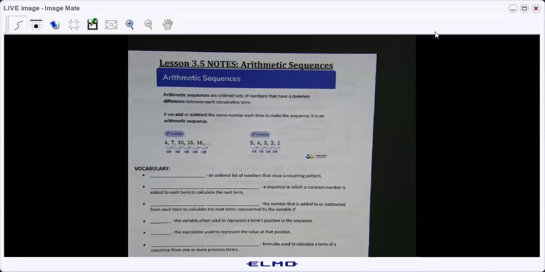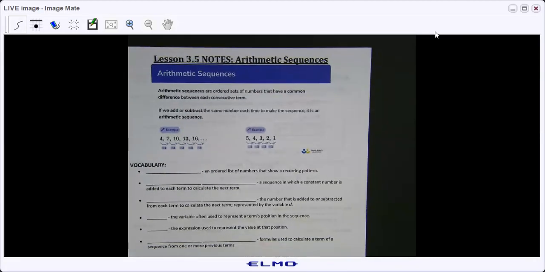Okay, so we're working on lesson 3.5, arithmetic sequences. You did this, I believe, in 7th and 8th grade a little bit, where you have a line of numbers and you try to figure out what the difference is between those numbers and then what the next number would be. So the first page is about vocabulary, and then on the second page, you're trying to find the next term in a sequence, which a lot of you will be able to do in your head.